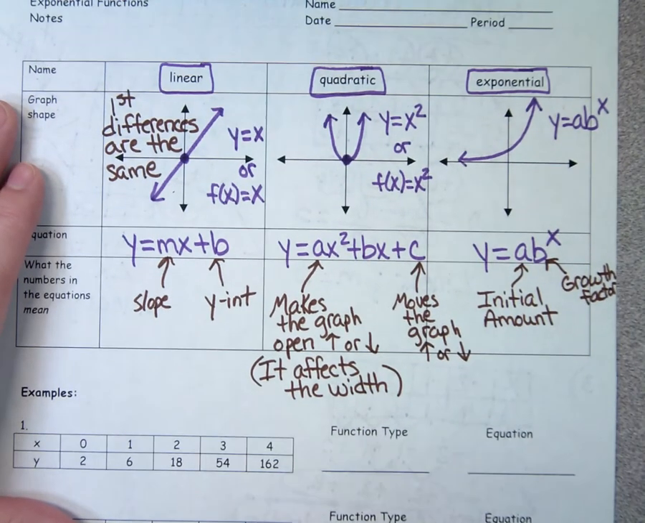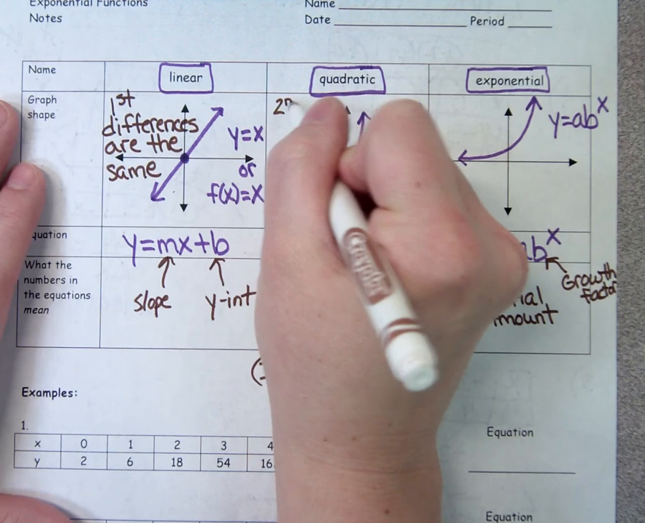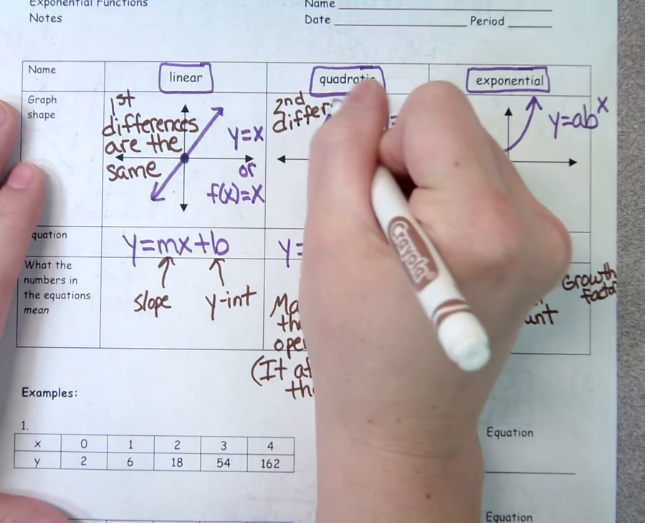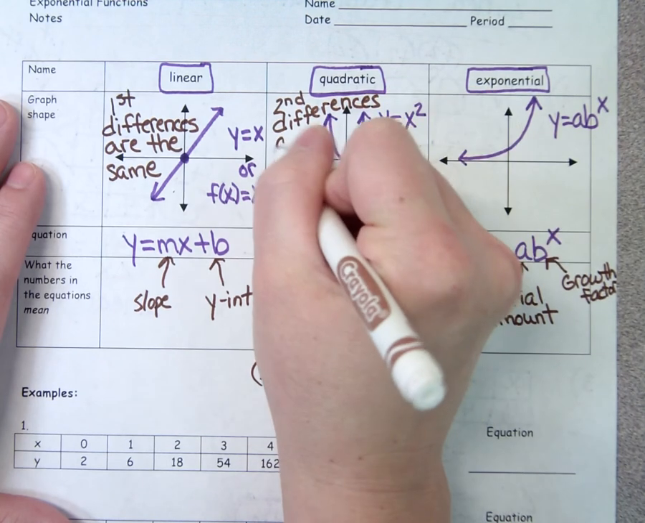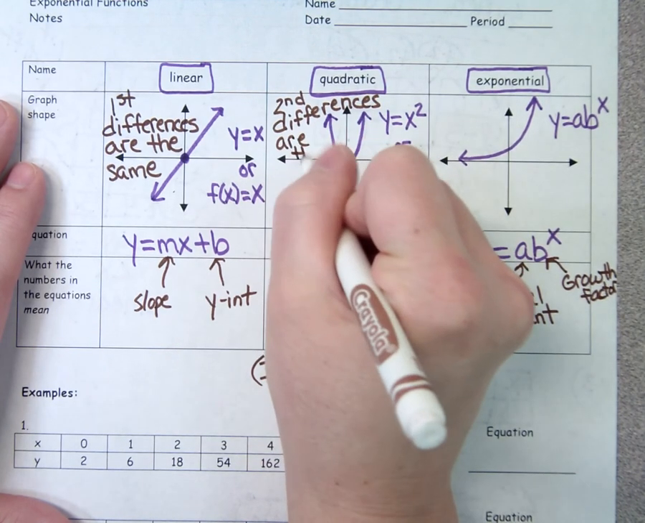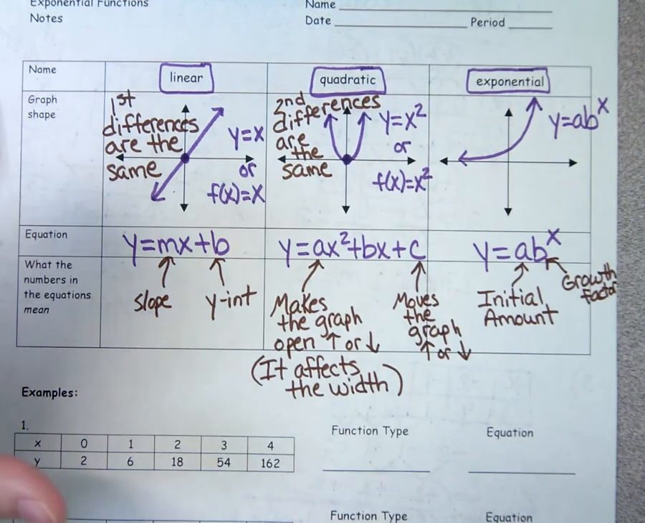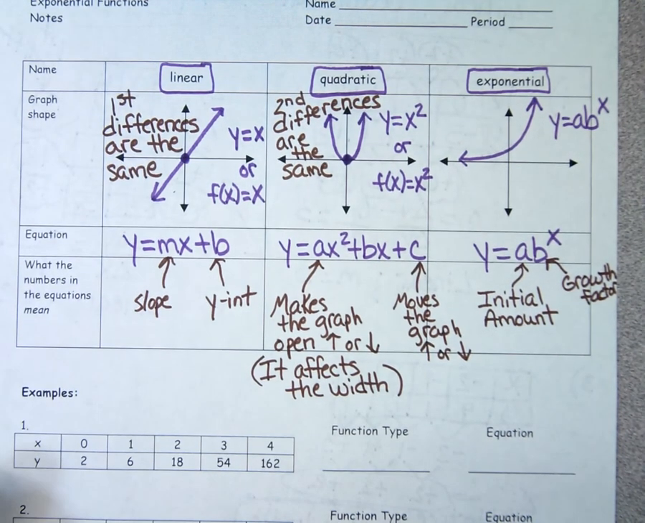Okay, let's flip. So over here where we have quadratic, let's write second differences are the same. Okay, let's flip back.